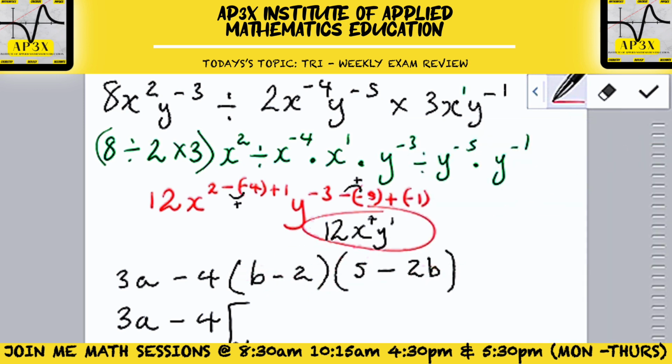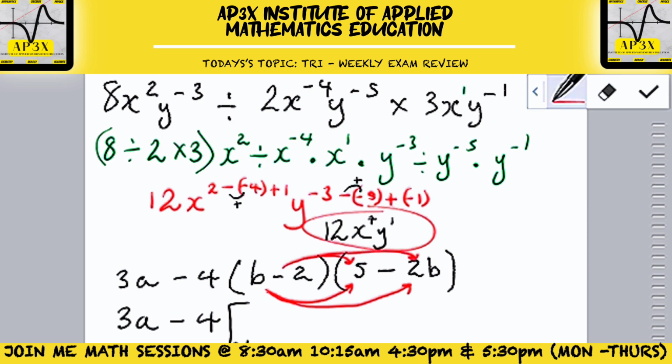That's the best approach. So you want to go ahead and say here distribute the b with the 5 and the b with the minus 2b, distribute then the minus 2 with the 5, then the minus 2 with the minus 2b.